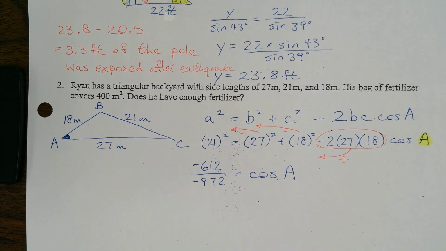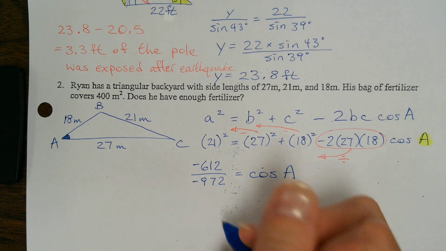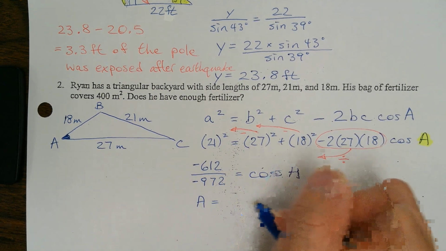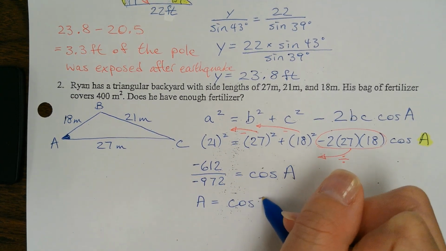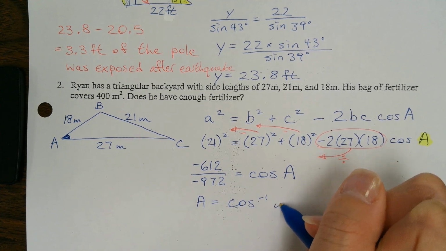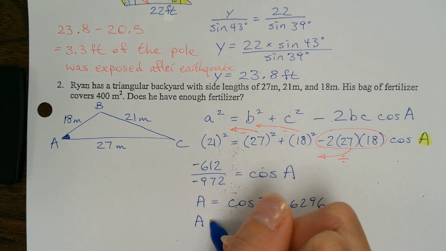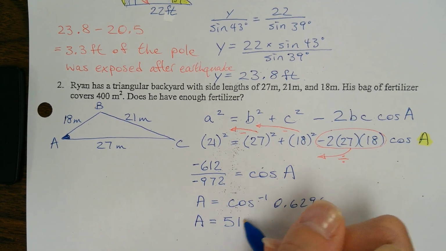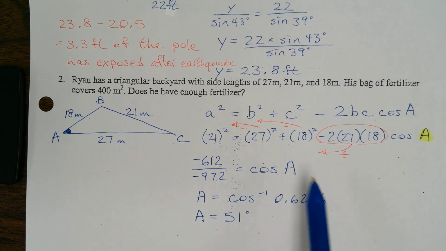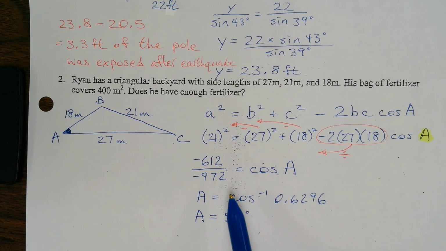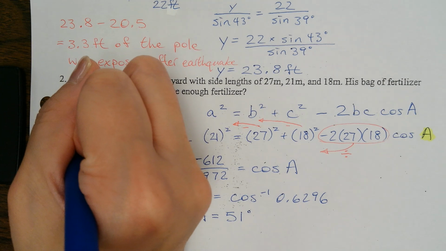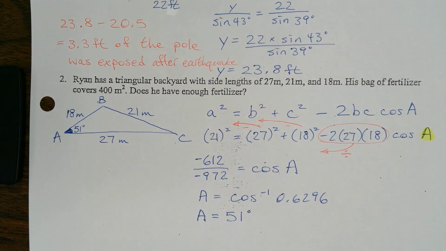Okay, and then to solve for an angle, it means I have to do the inverse. So cosine inverse, 0.6296. And so A equals 51 degrees. Remember, whenever you want to solve for an angle, you have to do the inverse. Okay. So I now know that this is 51 degrees.